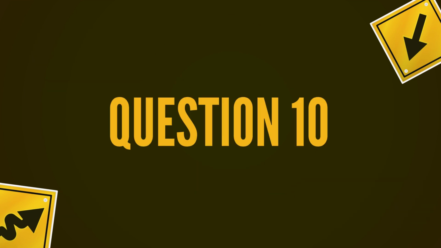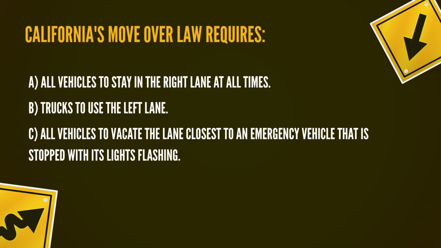Question 10. California's move over law requires: Option A, all vehicles to stay in the right lane at all times. Option B, trucks to use the left lane. Option C, all vehicles to vacate the lane closest to an emergency vehicle that is stopped with its lights flashing.